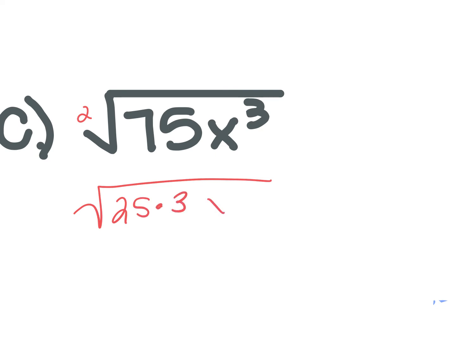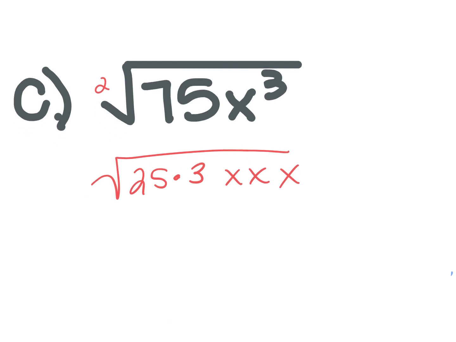And I'm just going to write out 3 x's because that's what x to the 3rd power means. It means I have 3 of them. Square root, guys. What is the square root of 25? Okay, that can come out. Do you know the square root of 3? No, so that's going to stay inside, right?